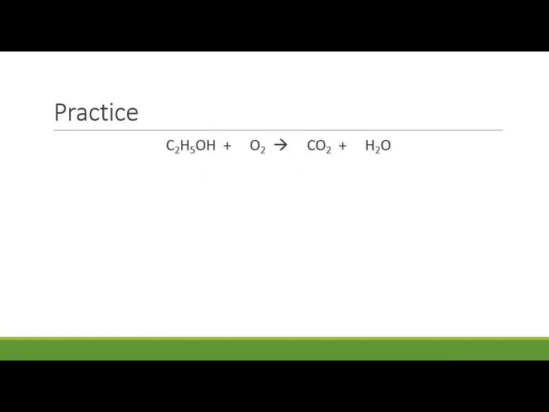Okay, only one more balancing equation, and then we can go ahead and move on to the rest of the section. So let's take a look at this one. This one might be a little trickier than others. I'm not sure. We'll find out, right? And we have carbon, hydrogen, and oxygen. This is another combustion reaction. Notice that we're producing carbon dioxide and water.